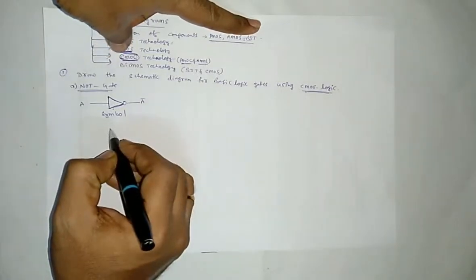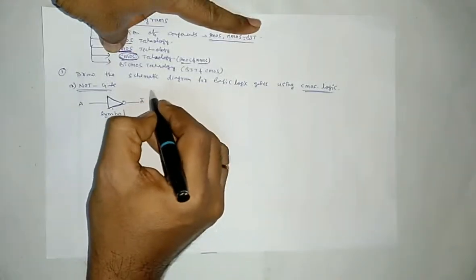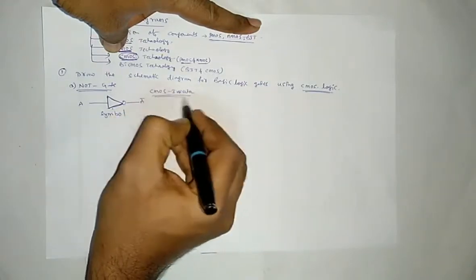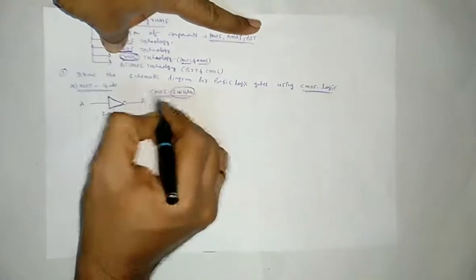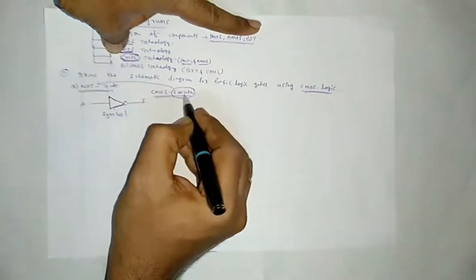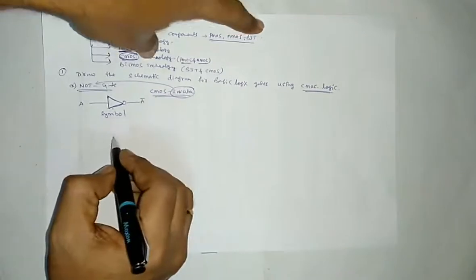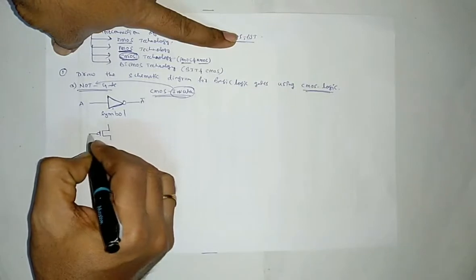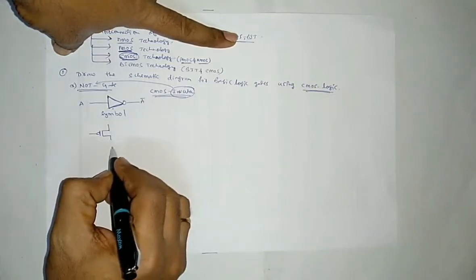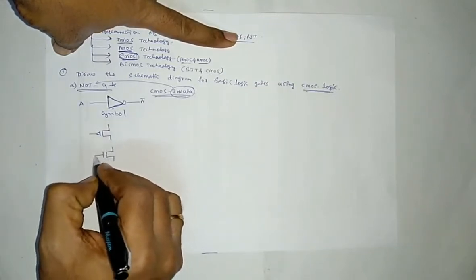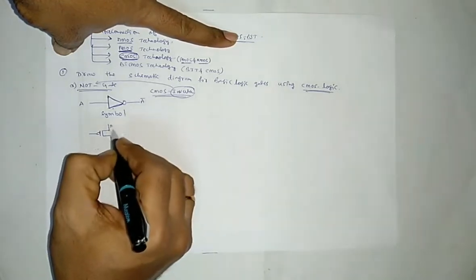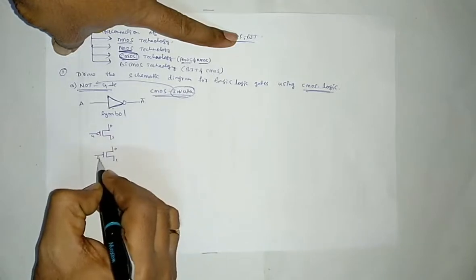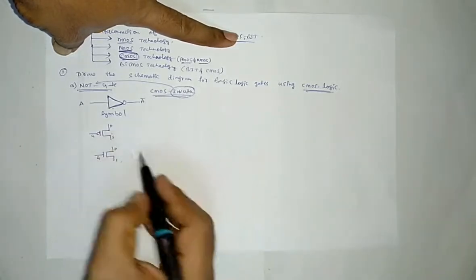CMOS technology means it consists of a PMOS transistor and an NMOS transistor. Already we have discussed the CMOS inverter and its characteristics. Inverter is nothing but a NOT gate. Already we know that the circuit diagram or schematic diagram consists of one PMOS transistor and one NMOS transistor. It is drain, source, gate, drain, source and gate. It is PMOS, it is NMOS.